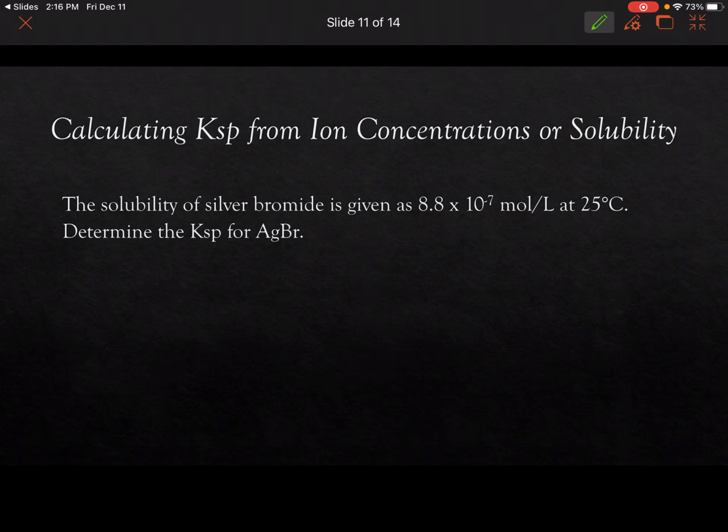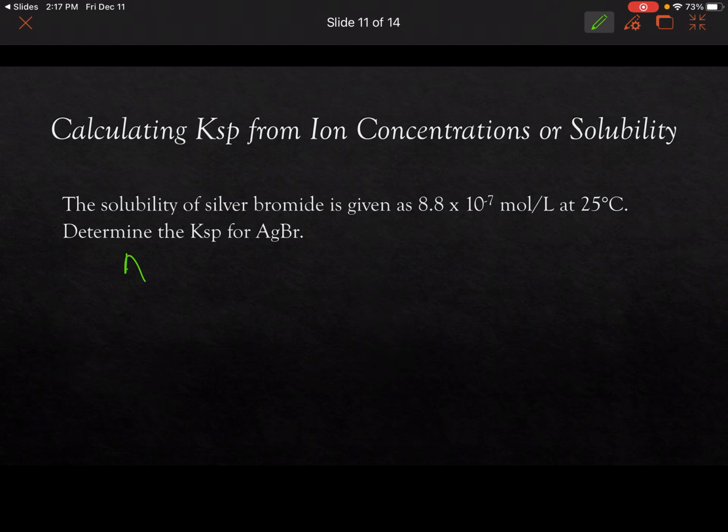So the solubility of silver bromide is given as 8.8 times 10 to the negative 7 moles per liter. Determine the KSP. So if we have the solubility, that means we know the ion concentrations. Okay, that's what that is.